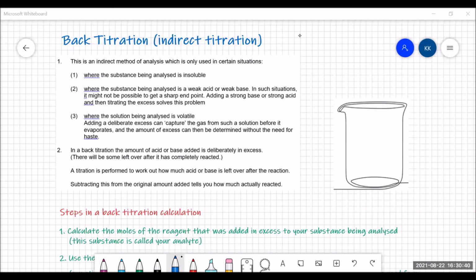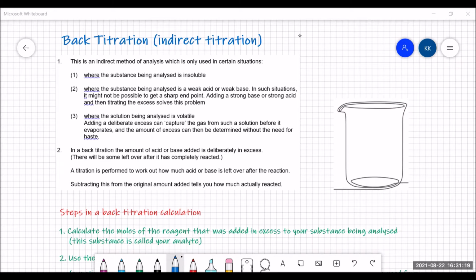Okay, back titration, how is this different to the titrations that we've done already? Well, it's an indirect method. It means that you actually add an excess of reagent to the stuff you're analysing, and then you do a titration to find out how much didn't react. This technique is only used where the substance that you're analysing is insoluble. You're going to have a tough time making a standard solution if the stuff will not dissolve. So if your analyte, the thing you're analysing, is insoluble, then you're going to need to use this method.